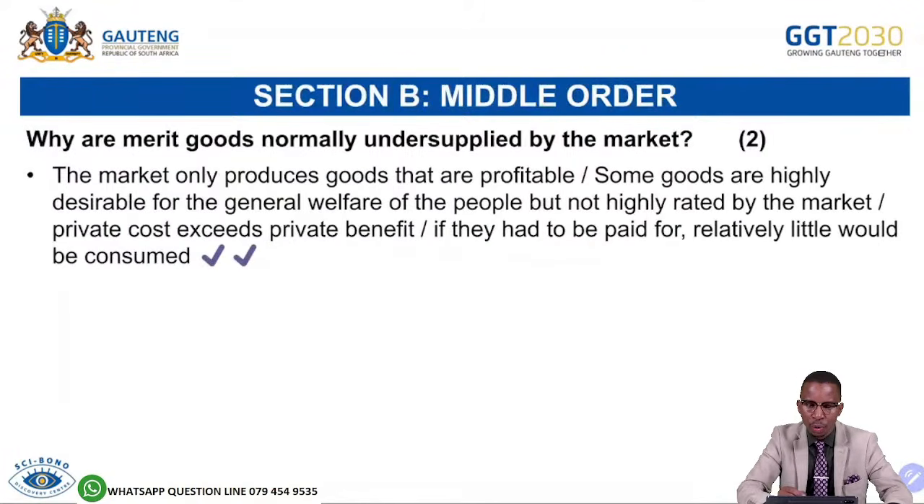For that reason, let's check. The market only produces goods that are profitable. Some goods are highly desirable for the general welfare of people, but not highly rated by the market. Private costs exceed private benefit. If they had to be paid for, relatively little would be consumed.